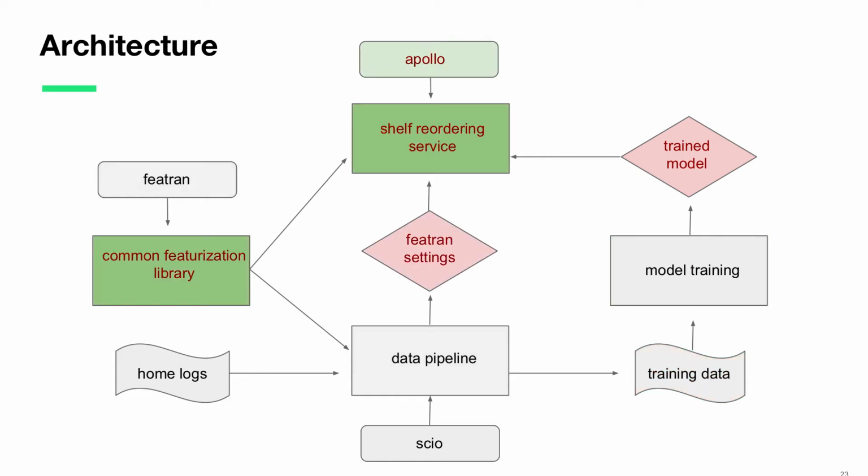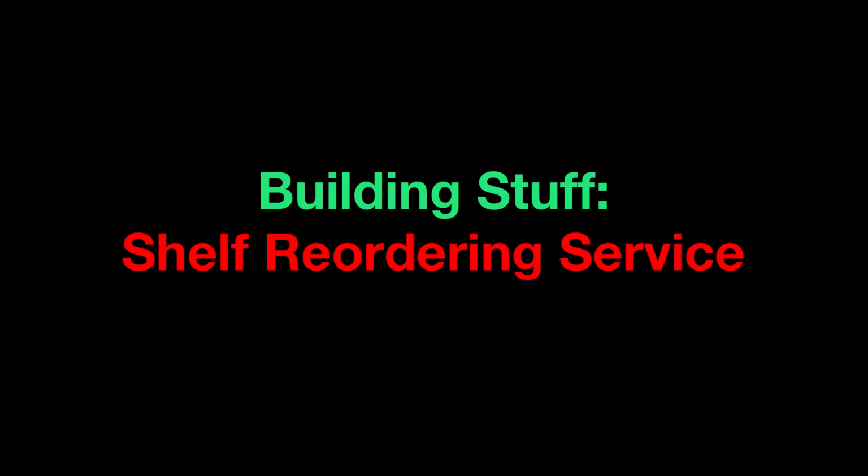So then the shelf reordering service, the 2 inputs to that are going to be the Featran settings that were used to train the model and the actual trained model itself. And the common featureization library is also going to feed into the shelf reordering service. So on to that then.